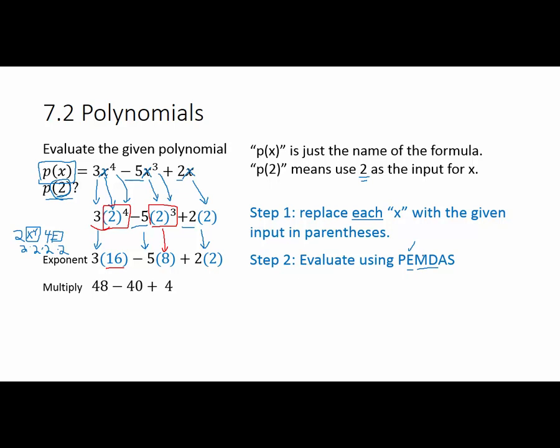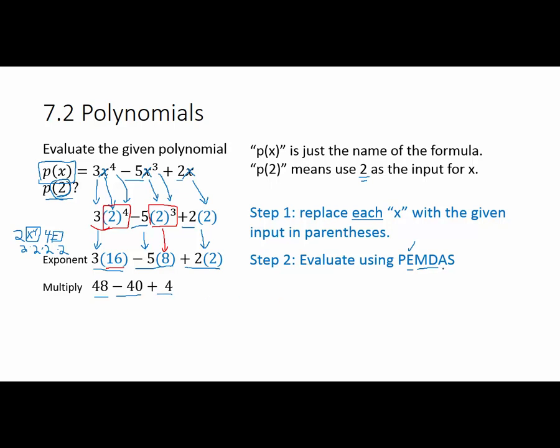Let's move on to the next step, which is multiply and divide. Well, there's never going to be any division, so we could just multiply here. 3 times 16 is 48. Negative 5 times 8 is negative 40. Be careful with sign rules here, because if that 8 had been negative, I'd end up with a positive. So just make sure that you're careful with your sign rules in this step. And now I'll do the 2 times 2 to get a 4.